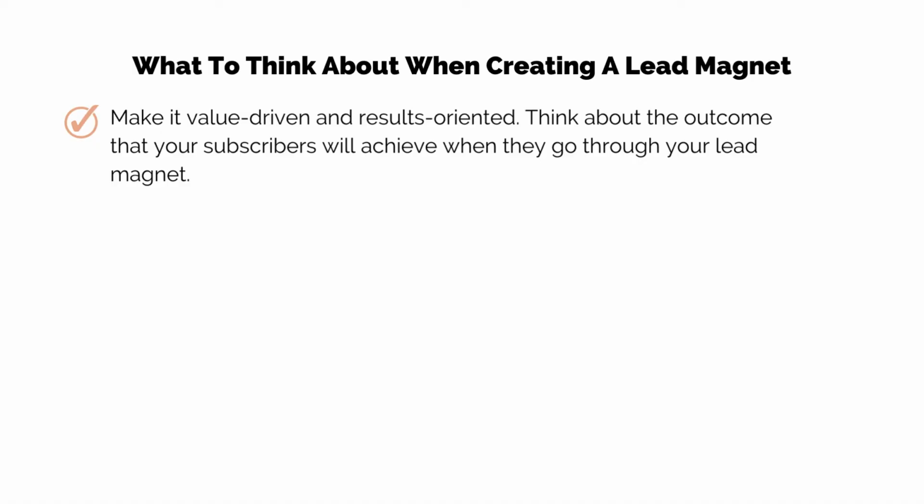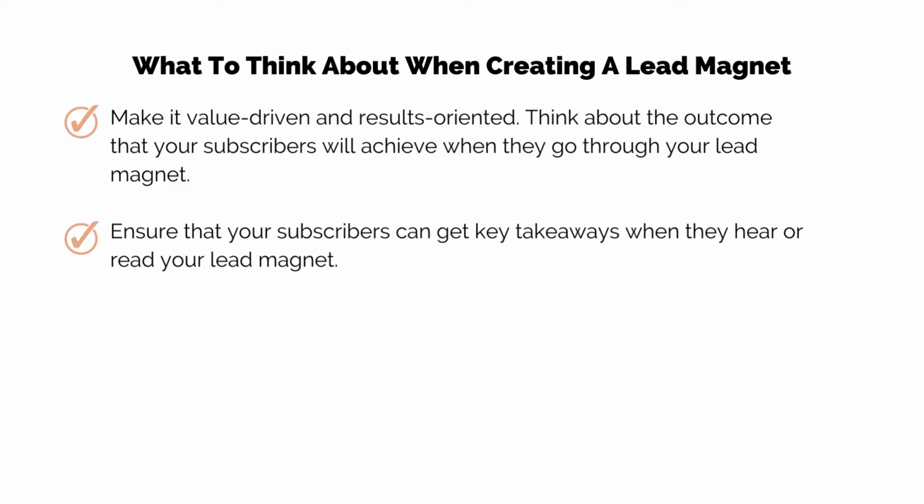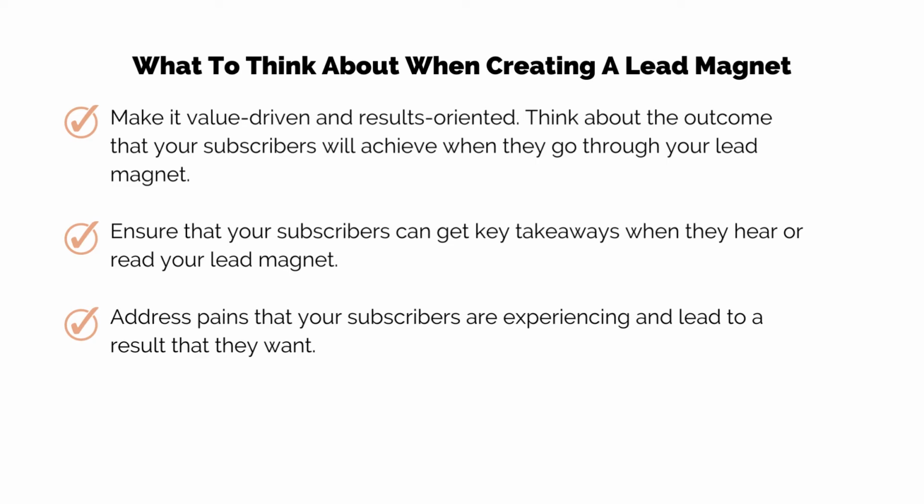So how do you come up with lead magnet ideas for your own digital product business? Well, the first thing is you want to make it value-driven and results-oriented. I want you to think about what is the outcome that your subscribers is going to achieve when they go through your lead magnet. The second thing is you want to ensure that your subscribers can get key takeaways from their lead magnet, and it should address pain points that your subscribers are experiencing and lead to a result that they want. So it goes without saying that if you speak about someone's problems and offer them a solution, chances are they'll want to know how to solve that problem.